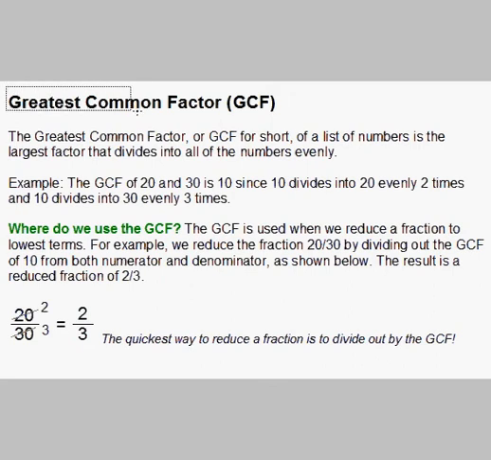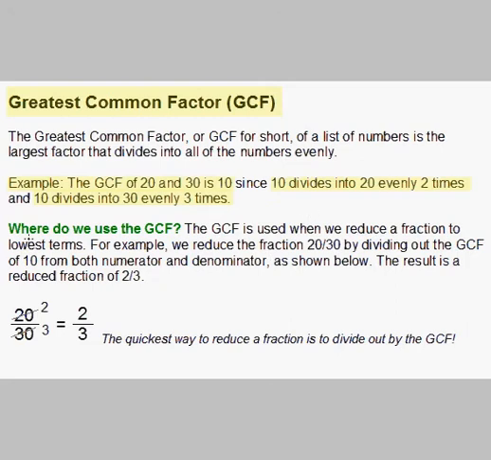Now we're going to take a look at the concept called greatest common factor, and we abbreviate this GCF. The greatest common factor for a list of numbers is the largest factor that divides into all of the numbers of the list evenly. For example, the GCF of 20 and 30 is 10, and it is 10 because 10 divides into 20 evenly 2 times, and 10 also divides into 30 evenly 3 times. There are other common divisors of 20 and 30, but 10 is the largest common divisor or common factor.